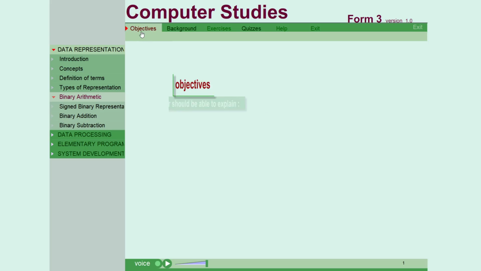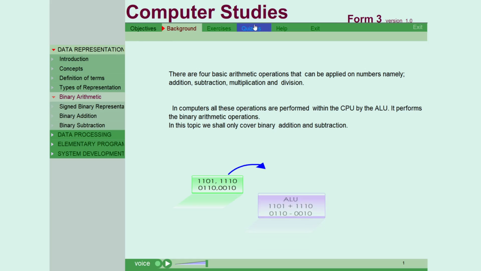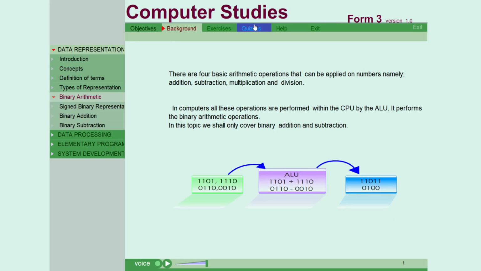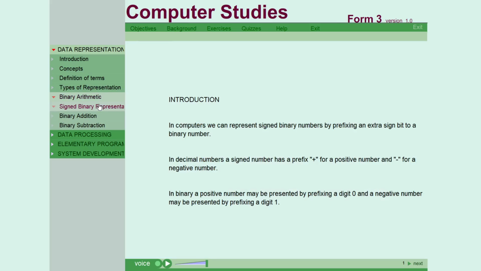By the end of this lesson, the learner should be able to explain representation of signed binary numbers and perform binary addition. In computers, we can represent signed binary numbers by prefixing an extra sign bit to a binary number. In decimal numbers, a signed number has a prefix of positive for a positive number and negative for a negative number. In binary, a positive number may be presented by prefixing a digit 0 and a negative number may be presented by prefixing a digit 1.